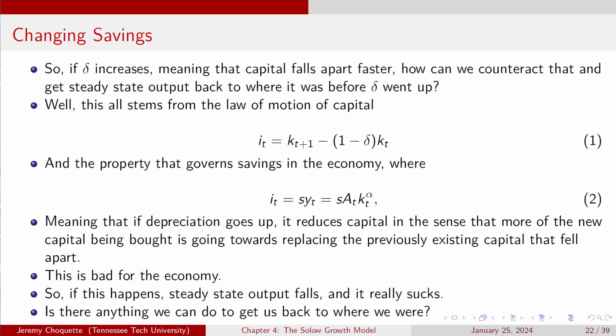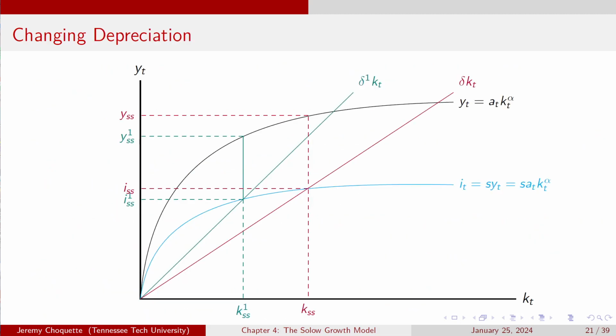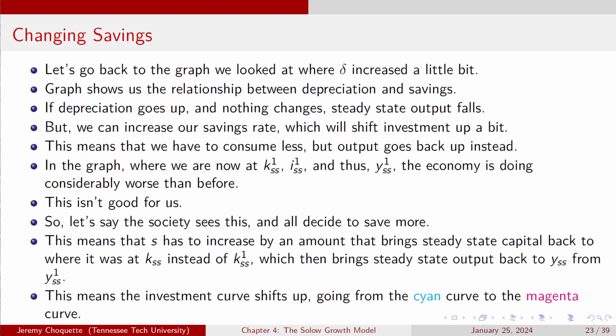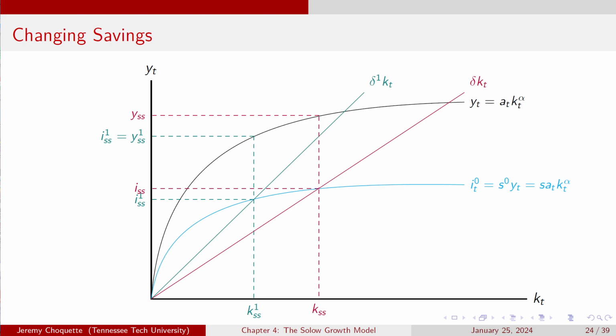So what does this look like? Well, it looks like this right here. All right, so this is where we were last time. Depreciation changed, and we had that increase in depreciation. Steady state investment falls, steady state output falls, steady state capital falls. Looks like I was going in the wrong direction.